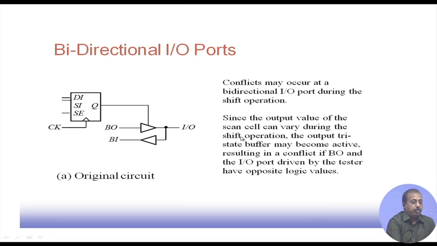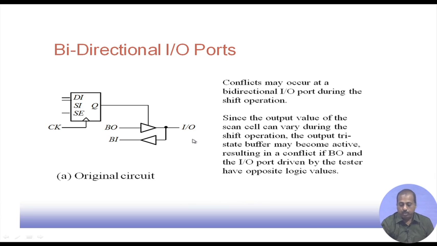The output value of the scan cell can vary during the shift operation. The output tri-state buffer may become active. This is a scan flip flop, and there may be a chain of scan flip flops, and this Q output may be driving this buffer. For the final test pattern, it may so happen that this Q output will not enable this, but in between, while some pattern is shifting, this buffer becomes active.